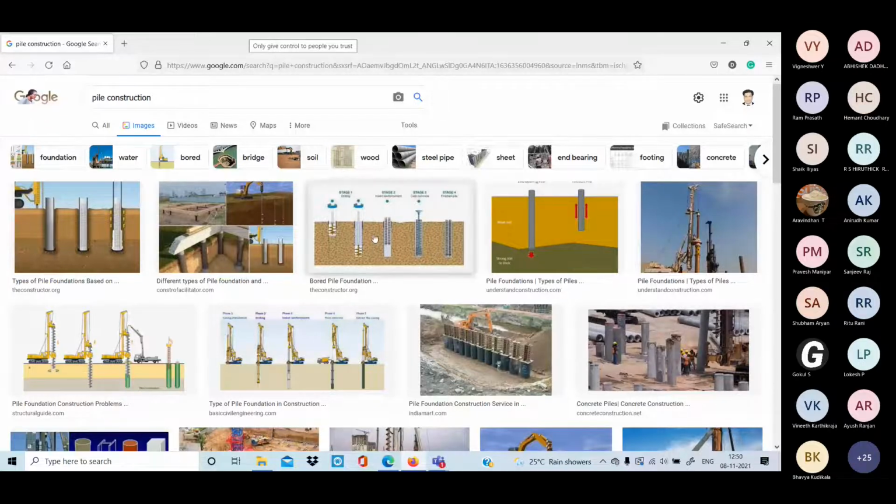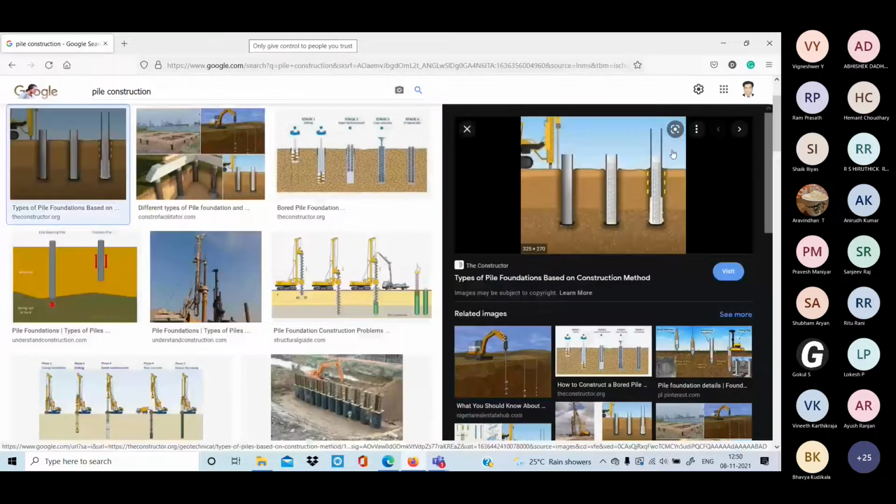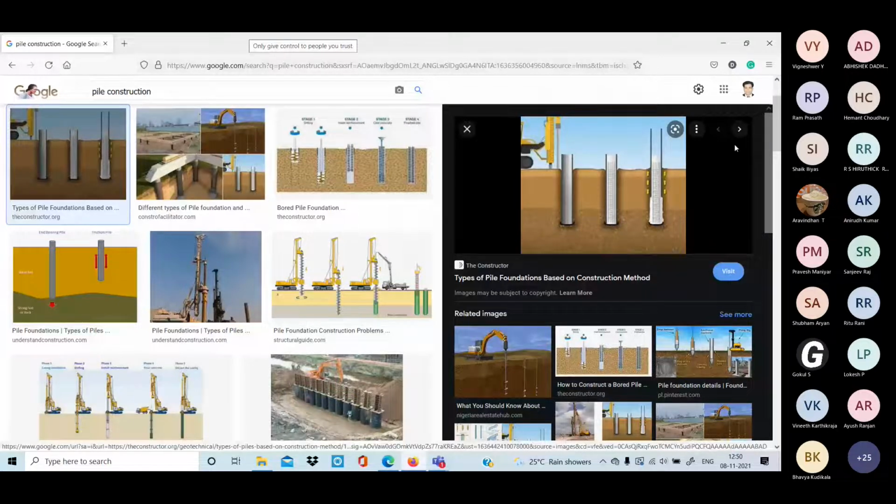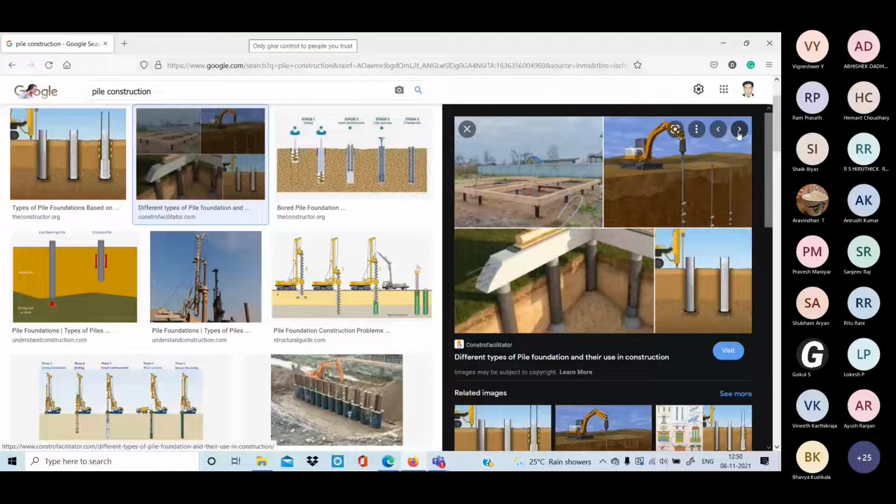So this is the types of piles. Okay, so here, friction piles. That means the load would be borne by friction. Also here, this is the bore pile.